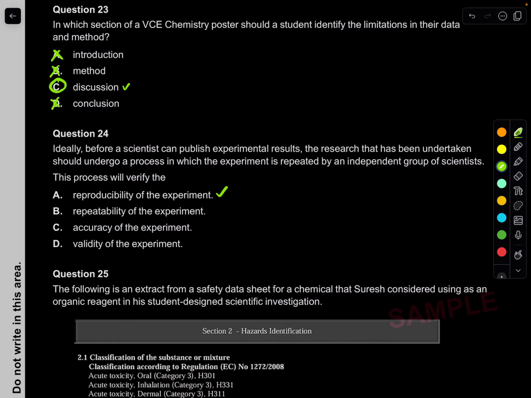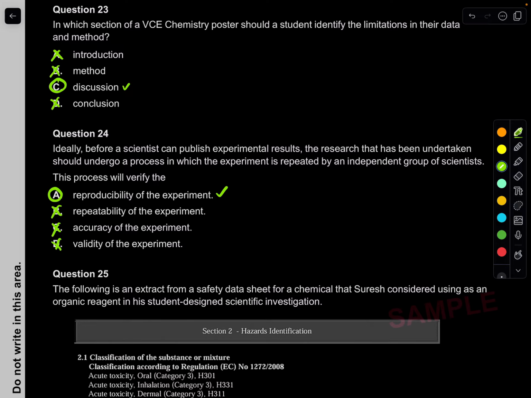So not that. Accuracy of the experiment. Rubbish. What does accuracy have to do with it? Remember, accuracy is how close your results are to the true value. And that has nothing to do with an independent group of scientists doing it to verify. Validity of the experiment, nothing to do with validity. Also remember, validity is basically how valid the experiment is. Are you following your aim? Are you answering your aim? What do other scientists have to do with that? Nothing. So it's A.